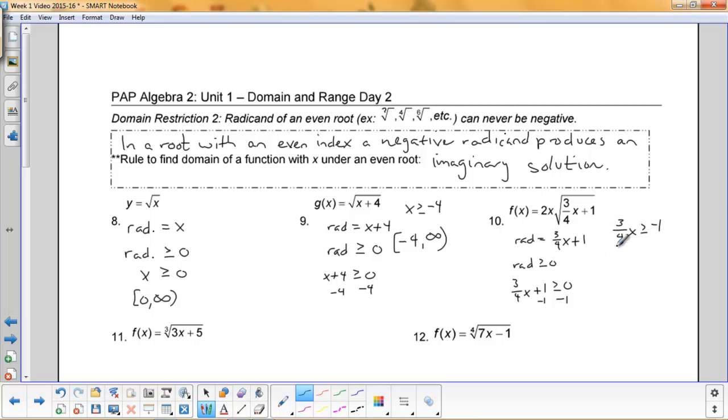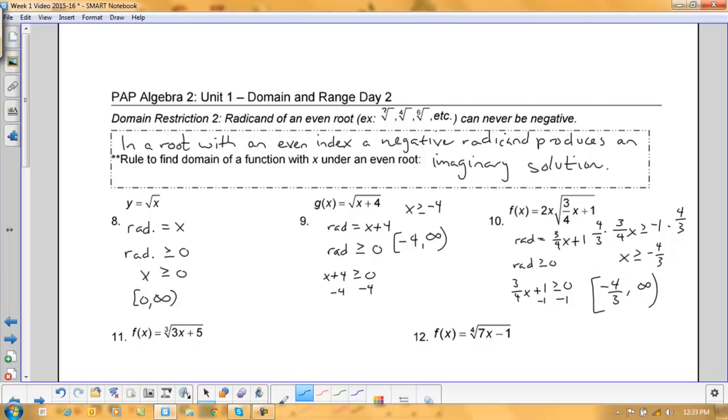Now, remember, we don't divide fractions, we multiply by their reciprocals. So remember that, multiply by their reciprocals. So x must be greater than or equal to negative 4/3. How do we write that? Negative 4/3 to infinity, bracket, parentheses.